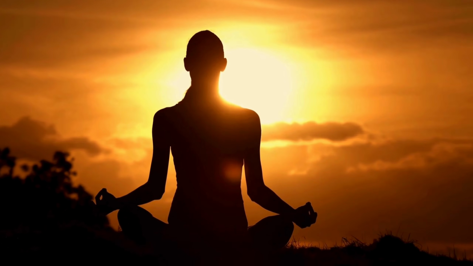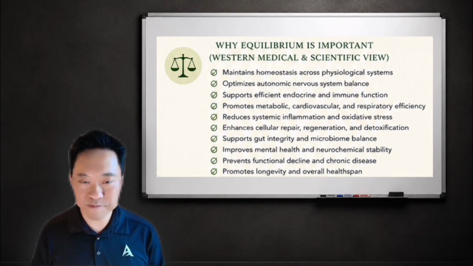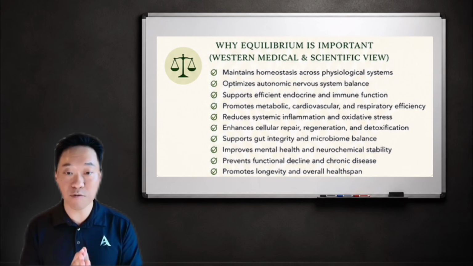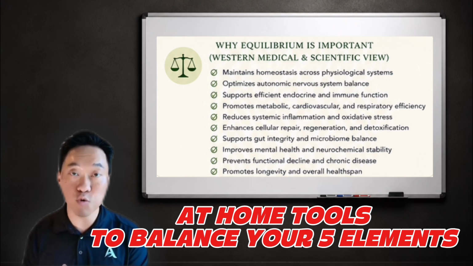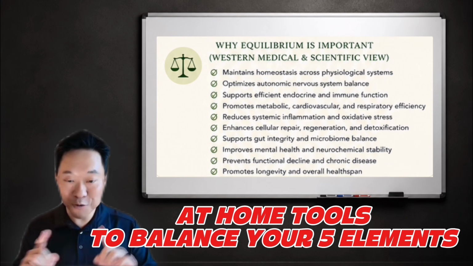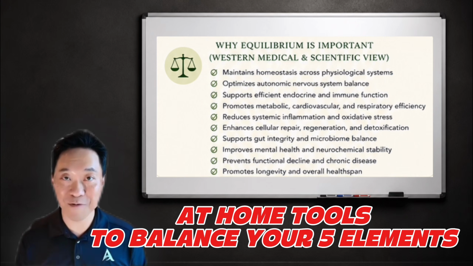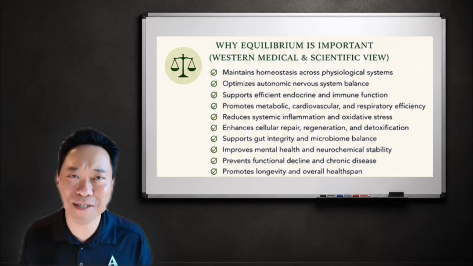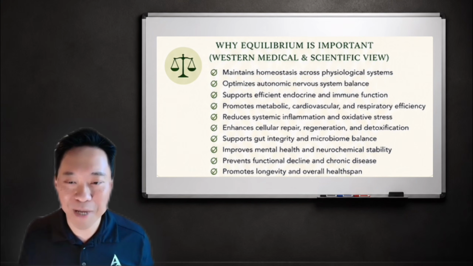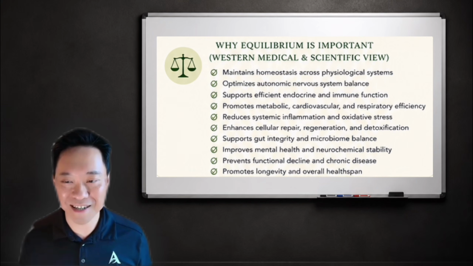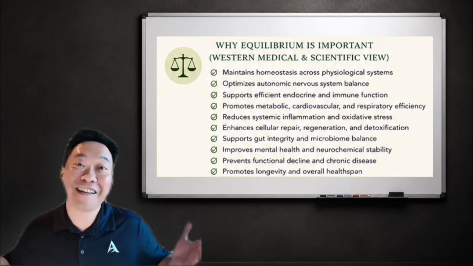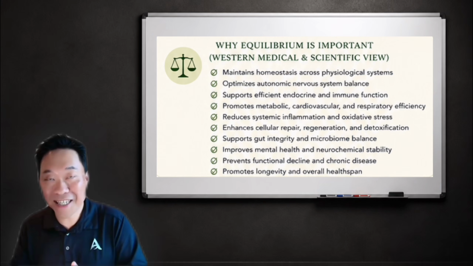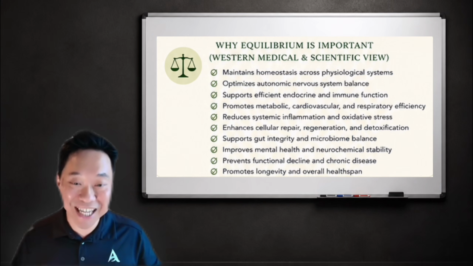Okay. So from a Western medical and scientific point of view, the five elements can help you, okay? Because in future videos, I'm going to give you the at-home tools that you can do to balance your five elements or balance your organs. You don't have to say five elements. You can say right here, maintain homeostasis across physiological systems. You can say that. Five elements, homeostasis, equilibrium, it's the same thing.